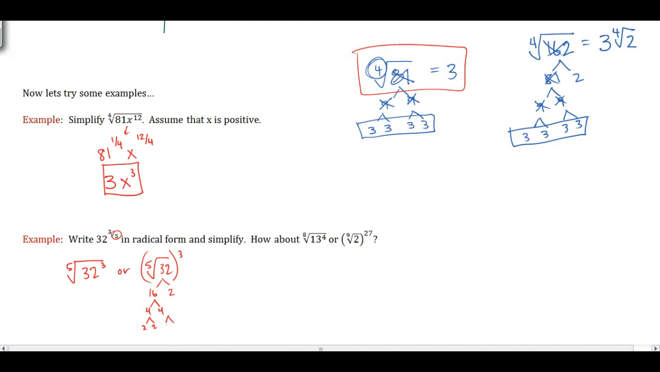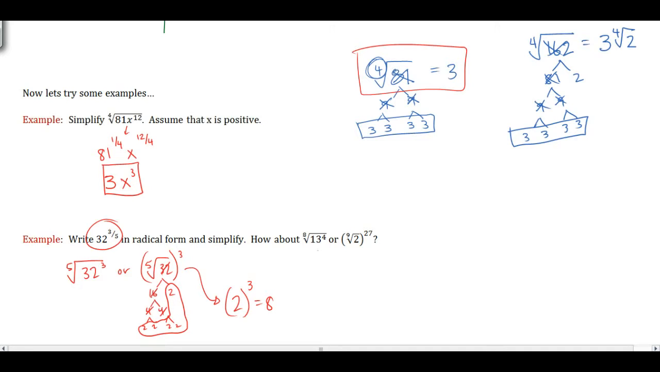2 and 2 and 2 and 2. I cross out everybody I factored so I don't get confused. Whoops, not that 2. He wasn't factored. And then I look for 5 of a kind. So look at that. 1, 2, 3, 4, 5 of them with nothing left over. So I know the 5th root of 32 is just 2. And now if I substitute that in, I get 2 to the 3rd, which I happen to know is 8. So this was just a fancy way of saying 8.